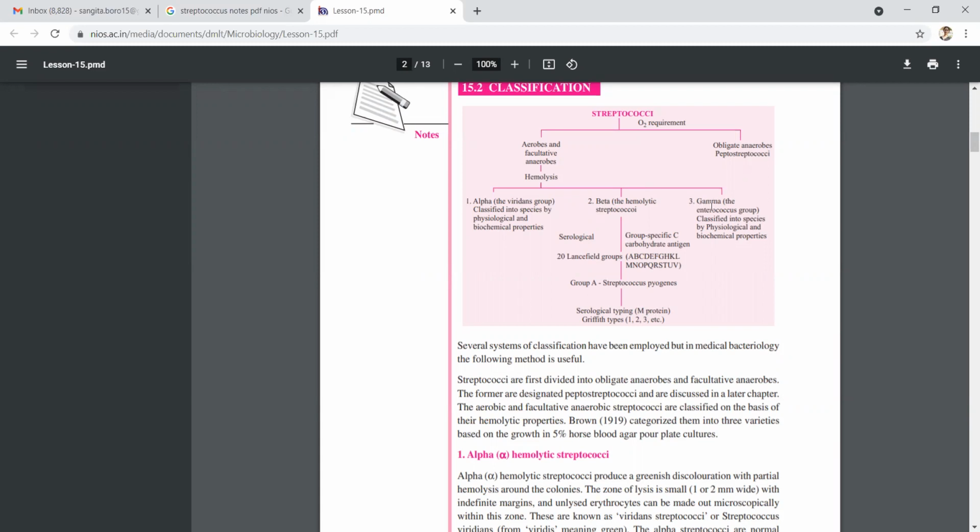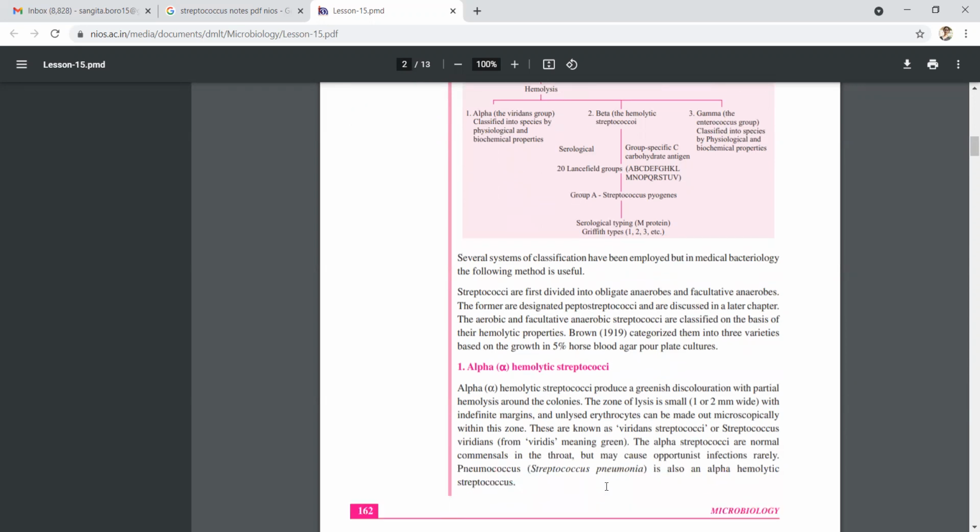Then the third one is called the gamma, the enterococcus group. Enterococcus means entero, intestinal or stomach, related to stomach. So these are related to the intestinal area. They are classified into species based upon the physiological and the biochemical properties. So let us just study in detail about them.